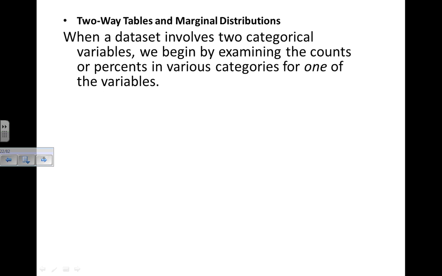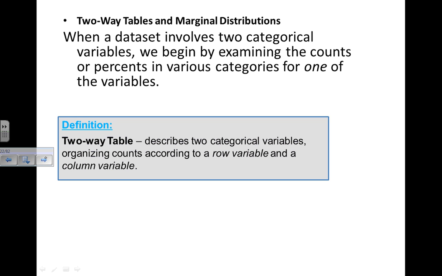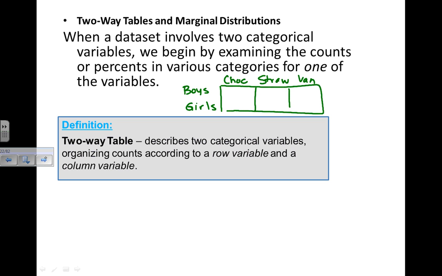All right, two-way tables and marginal distributions. When a data set involves two categorical variables, we begin by examining the counts or percents in various categories for one of the variables. So a two-way table describes two categorical variables, organizing counts according to a row variable and a column variable. So for instance, you could have boys and girls, and you can have maybe the chocolate, the strawberry, the vanilla, and all the counts. This would be a two-way table that you would be filling in.